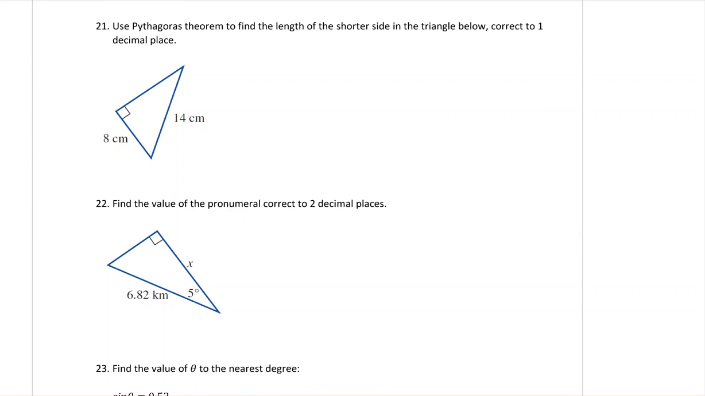Pythagoras' Theorem. This is the last topic that we did. Pythagoras' Theorem to find the shorter side. It's telling me in the question that it's the shorter side. This is on your formula sheet, or at least it should be. The formula is A equals the square root of h squared minus b squared. The h is the longest side, the 14. It's the one across from the right angle. The b is going to be the 8. We put those in the formula, so that's the square root of 14 squared take away 8 squared.